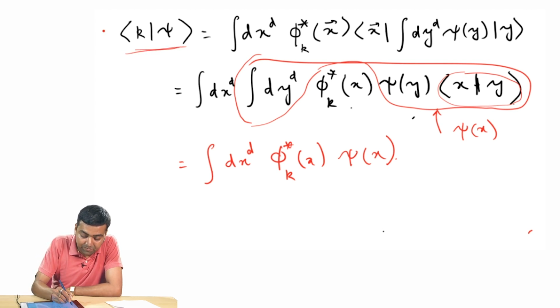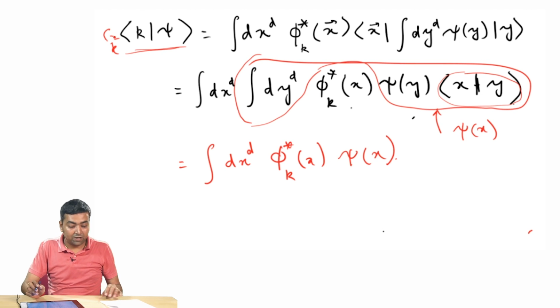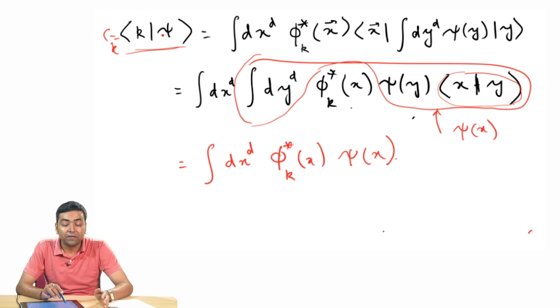This thing, if you remember, was my C k. The C k I can write in this form in terms of the wave functions. So, this is nothing but the scalar product of the wave functions corresponding to the k vector and the psi vector.